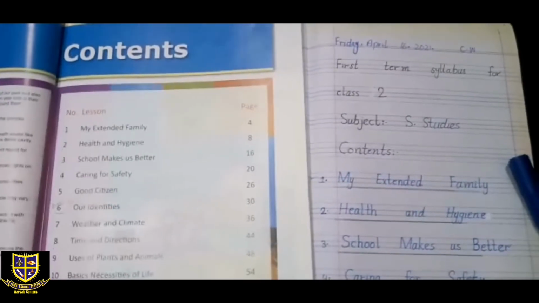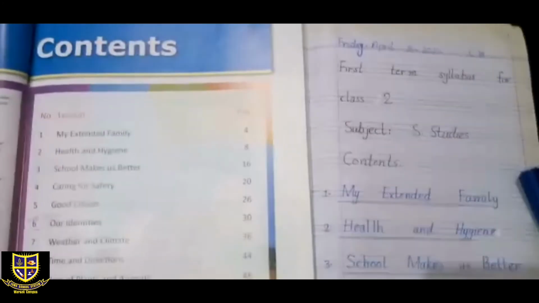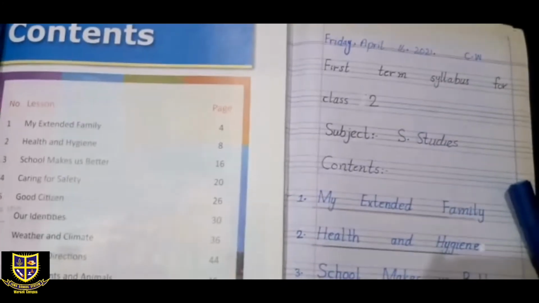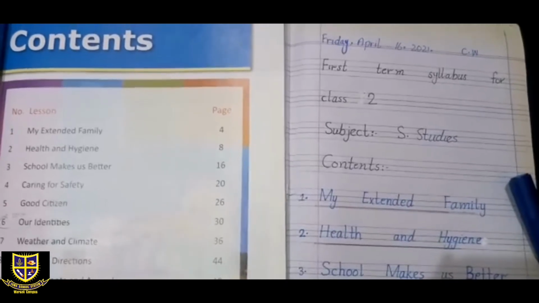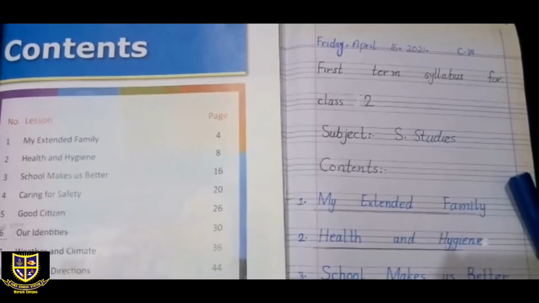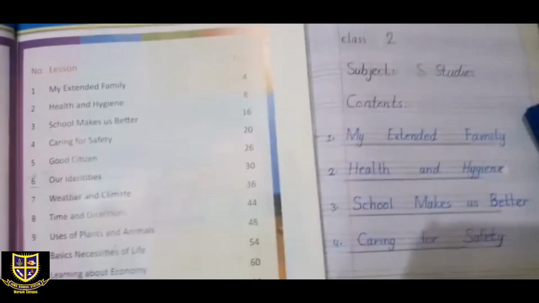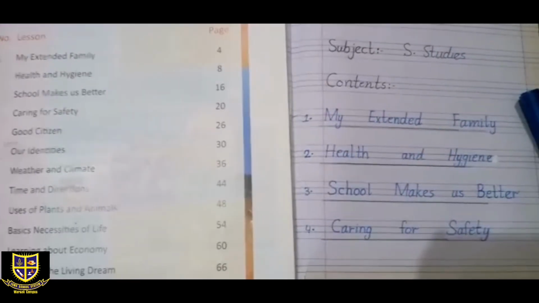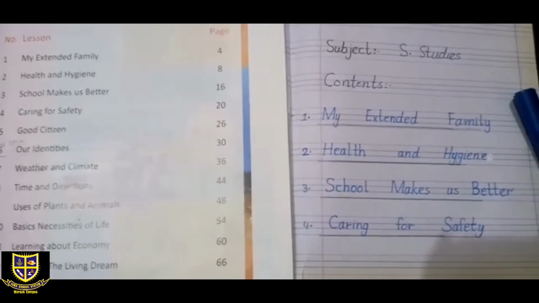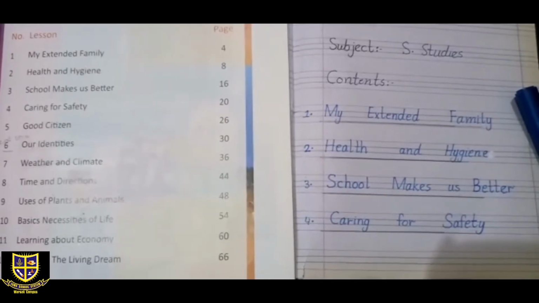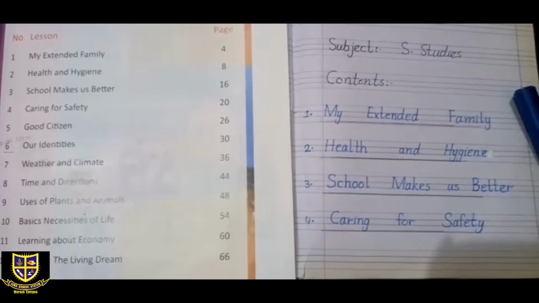And now come to move towards the copy work. First, you will mention the date and day. In the first line of your copy, you will write the first term syllabus for class 2. Subject SST contents. You will write like this: my extended family. Number 2, health and hygiene. Number 3, school makes us better. Number 4, caring for safety.